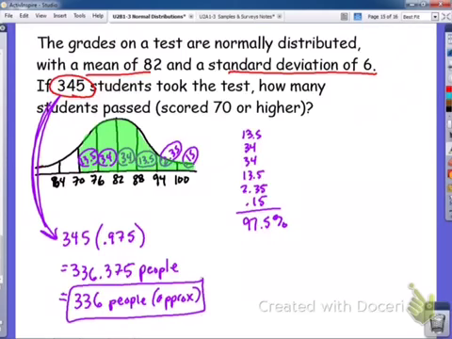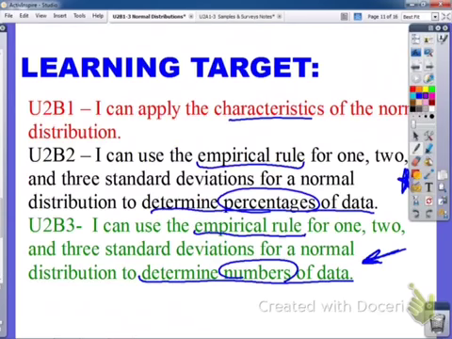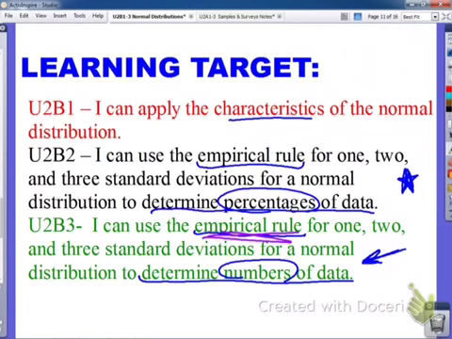All right. Well, thank you for hanging in there. This skill once again was using the empirical rule on normal distribution problems in order to determine numbers of data, specific numbers of data. Obviously, we have to know how to do percentage of data before that. So thank you for watching.